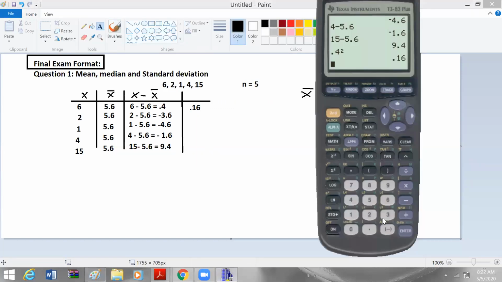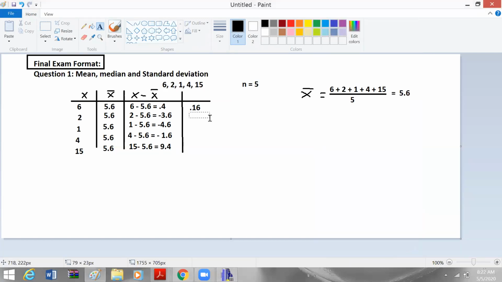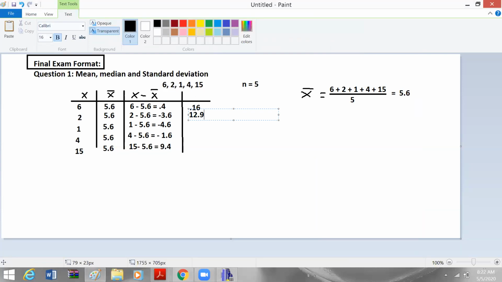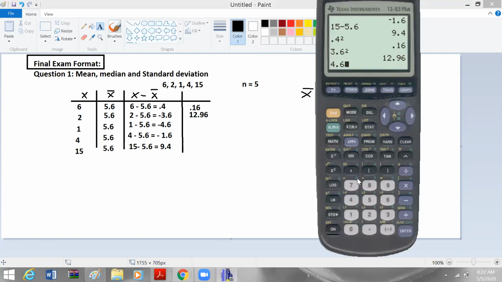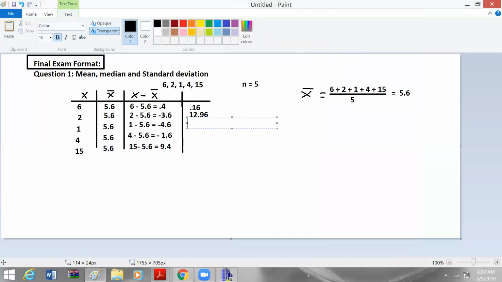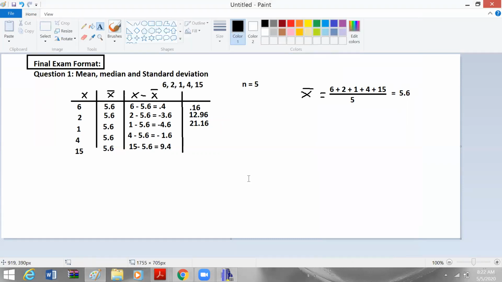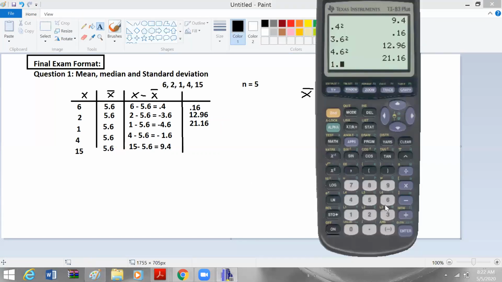And the second one, we're going to take 3.6 squared. You're going to get 12.96. Right? And then you're going to take 4.6 squared. Remember that we ignore all the negative signs. We're going to get 21.16. And then we keep going until we finish the list. We're going to take 1.6 squared. Remember, we ignore the negative sign from column number 3. We're going to get 2.56.